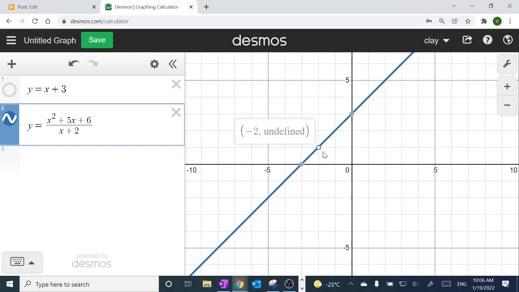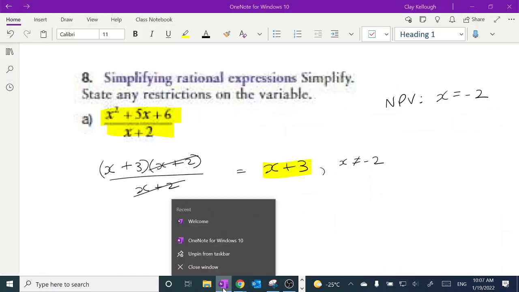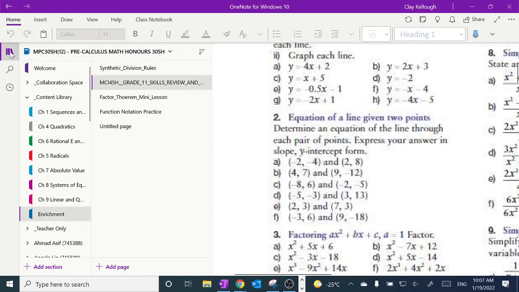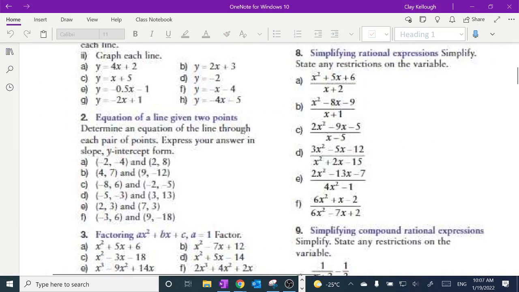So that's one of the reasons why we have to be able to divide polynomials and simplify those divisions, is because we have to look for places on our graphs where perhaps it doesn't exist, where there's a hole in the graph. So that question, number 8, was all about factoring, simplifying, and then stating what the non-permissible values are. So this is a nice little A4 review, if anybody was going to retest A4.